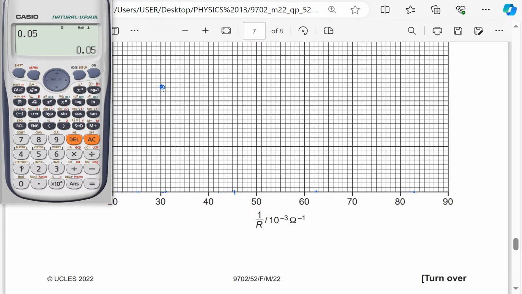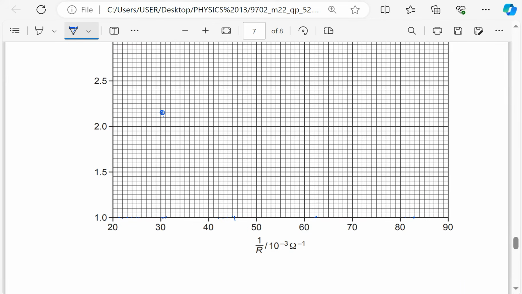Let me repeat this. 1.857 minus 1.5 divided by the scale. Those are 7 squares. So we have 1, 2, 3, 4, 5, 6, 7. So it is around here.